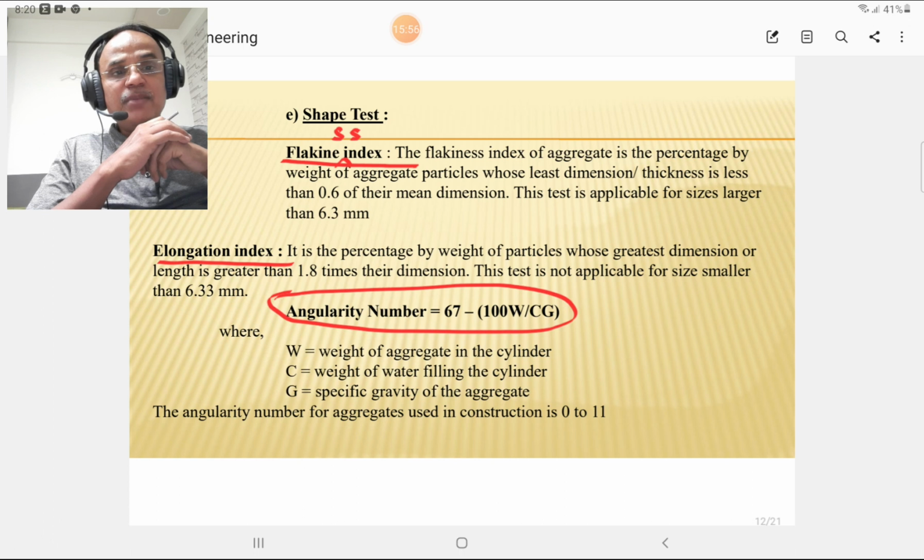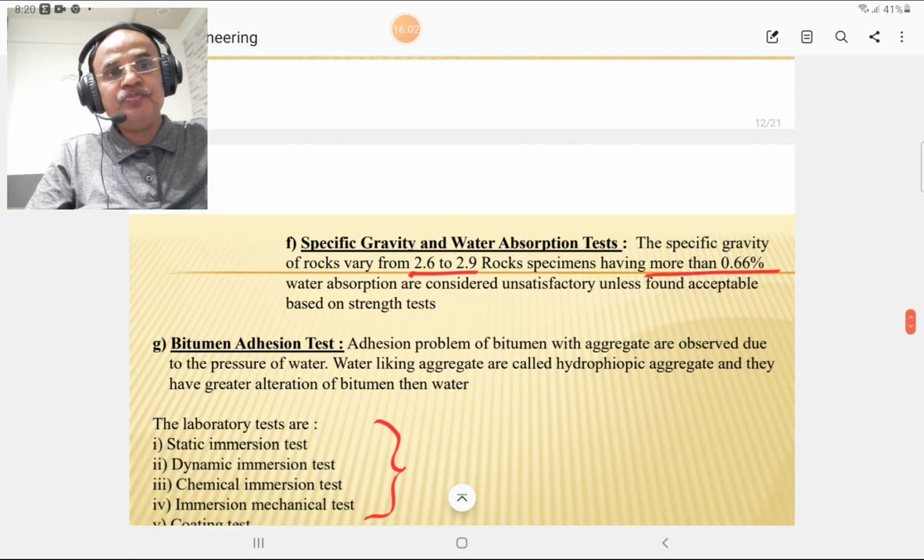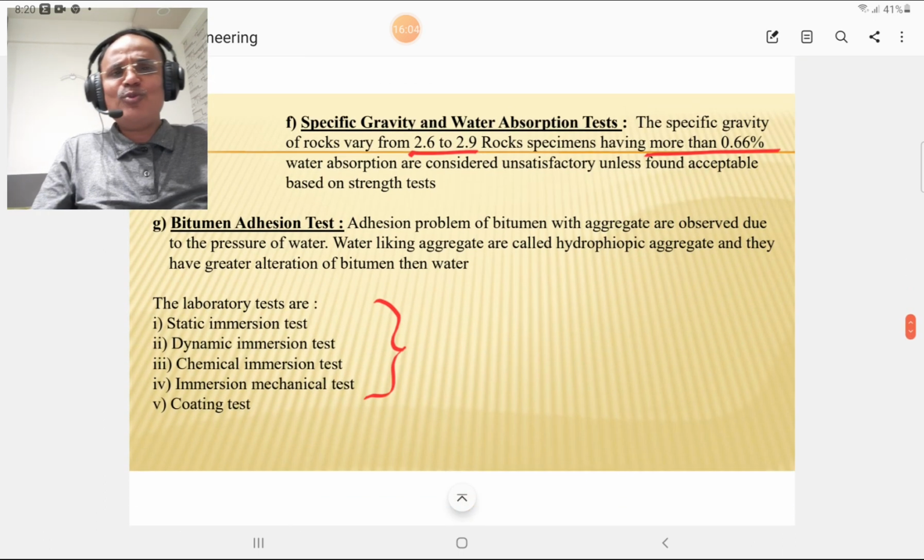The angularity number for the aggregates used for road construction varies from 0 to 11. Specific gravity for the stone, you must know, ranges from 2.6 to 2.9 depending upon the type of rock, whether it is sedimentary, metamorphic, or igneous. For igneous rock, the value of specific gravity is more, and water absorption should be less than 0.6% for road construction, but depending upon the strength parameters, it may go up to 1%.